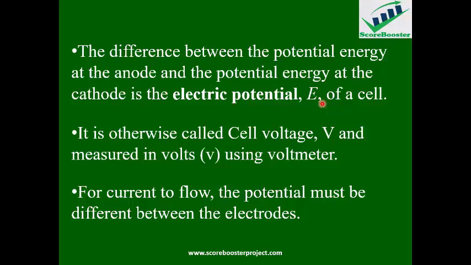So if you set up a particular cell now, you want that cell to work, then the electrodes you need to use must be different, so as to create a potential that is not balanced between the two. If there is balance of potential, then nothing will flow.